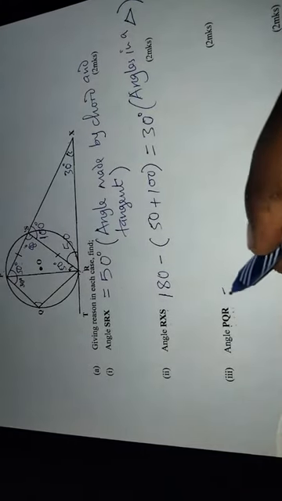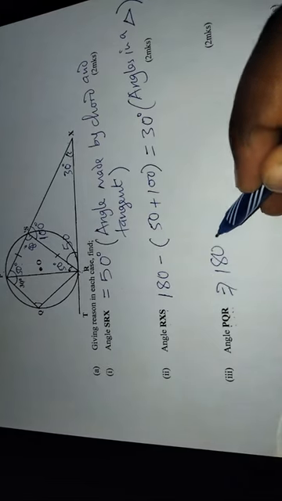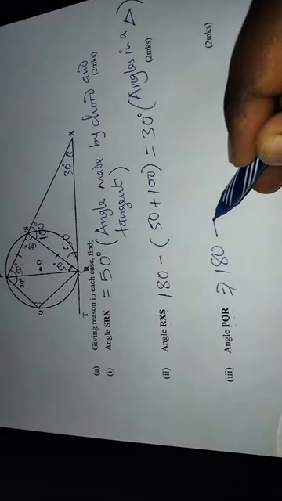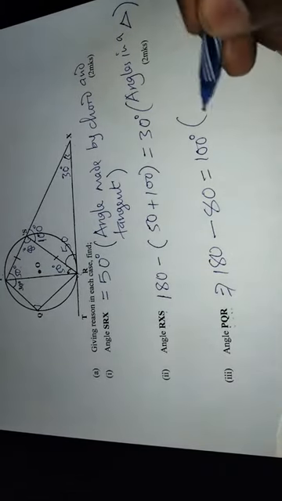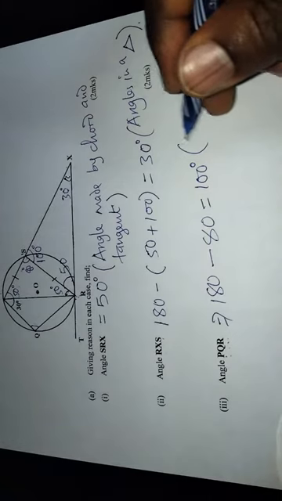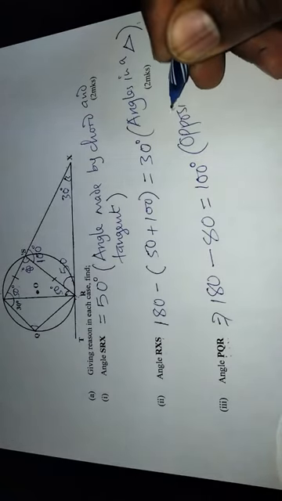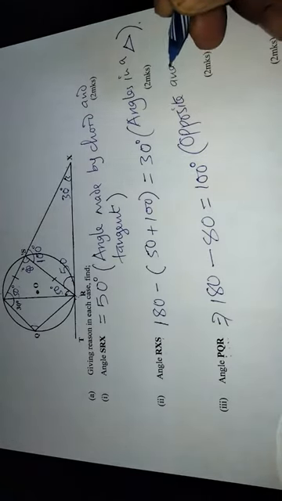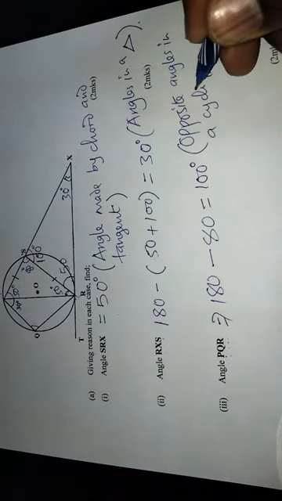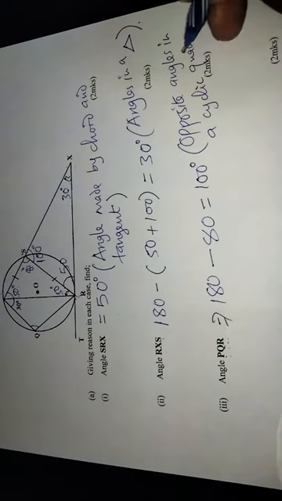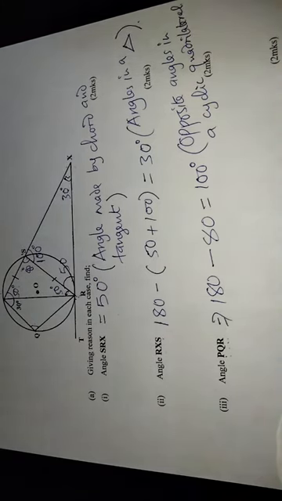The angle PQR is going to be when we take 180 and subtract 80, we get 100 degrees. The reason: opposite angles in a cyclic quadrilateral.